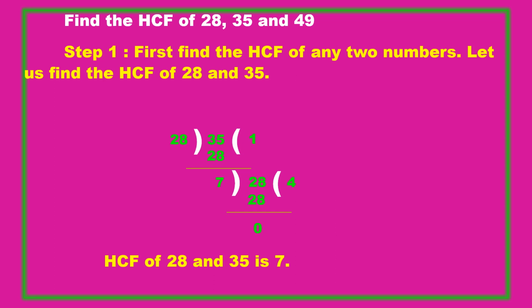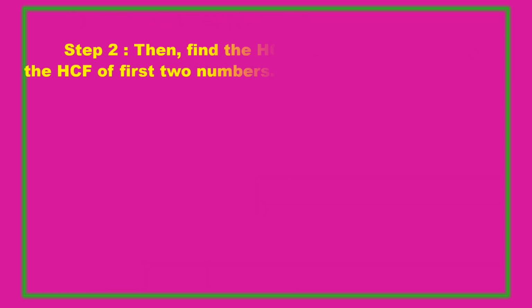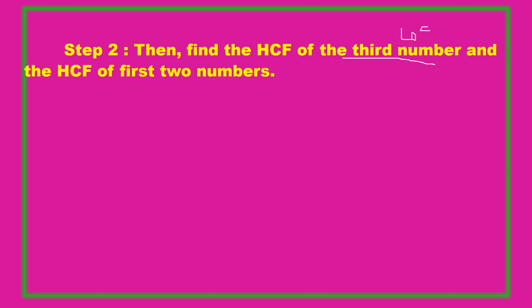Now we got the HCF of 28 and 35 as 7. Now you take this 7 and the next number, 49. Now we should find the HCF of 7 and 49. That is explained as step 2. Step 2 is finding the HCF of the third number, whatever we left, that is 49, and the HCF of the first two numbers, which we got as 7. So now we should find the HCF of these two numbers by using the division method.